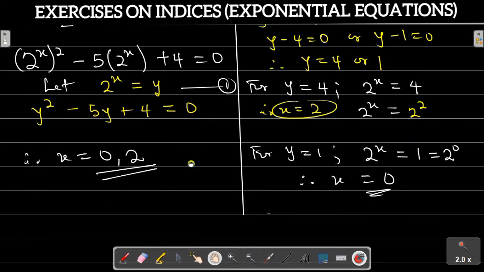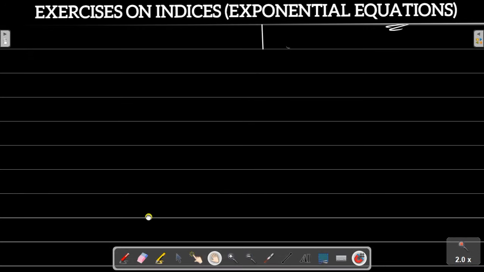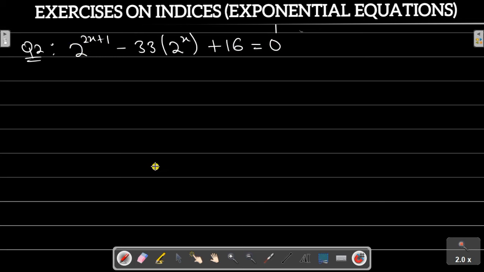All right, beautiful. So let's go to the next exercise, which is number 2. Okay, so exercise 2, we are asked to solve 2 raised to the power of 2x plus 1. All right, so here we are asked to solve this. Again, you can see a pointer to what we are going to substitute, which is another 2 raised to the power of x. So we will try to bring it out here.